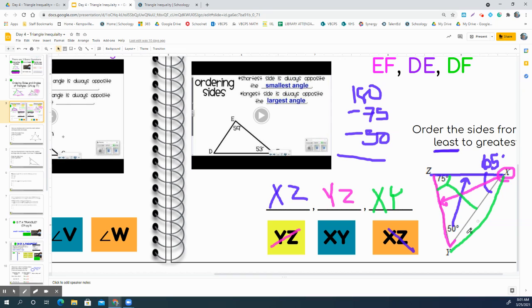180 minus 50 minus 75. It is 55. Thanks, Kylie. 55. Yep, you are 100% correct. So luckily that's still, actually that's the medium angle now, right? So, oh no, it's still the medium angle. Yep, we're still good.